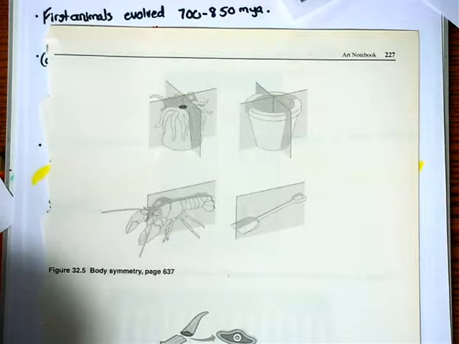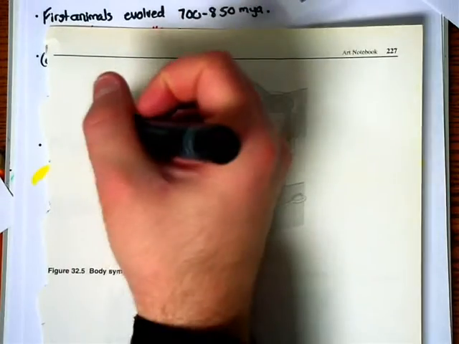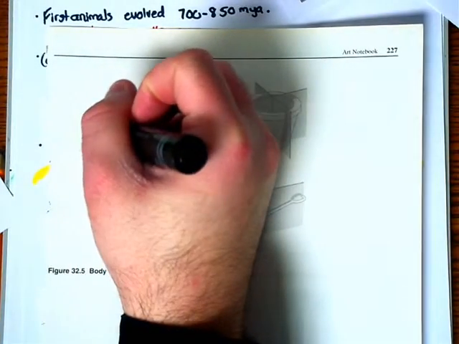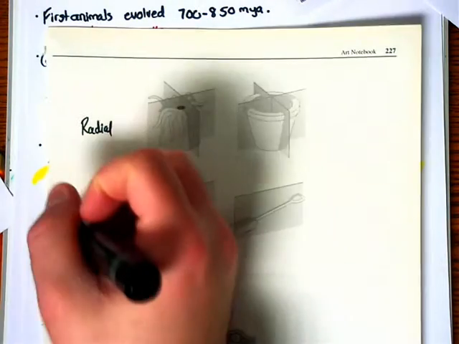Okay, sorry, Connor. Let's keep this going. I see two types of symmetry here. In the first case, I would say that we have radial symmetry. So let's draw that out. Let's write radial right here. And in the second case, I would say that we have bilateral symmetry.